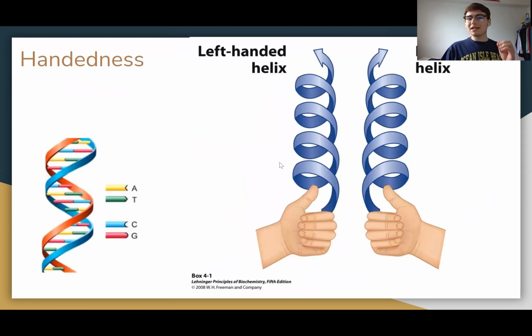So handedness, DNA will either be left or right-handed. If our helix is going up and to the right, it's going to be a right-handed DNA strand, and if it's going up and to the left, it's going to be a left-handed DNA. So over here we have an example. This is going to go up and over to the right, so this will be a right-handed DNA sequence.